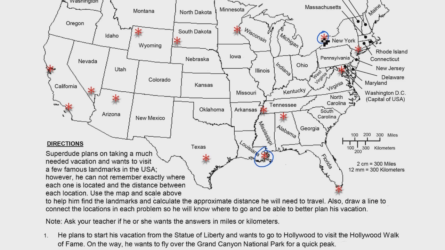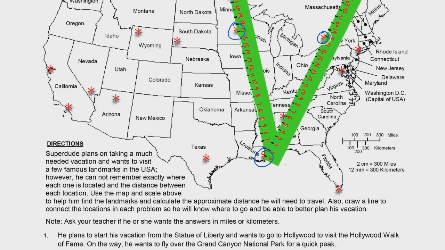So he's going from Minnesota, right here, to Louisiana, and then he's going up to New York. So we need to place our rulers there, and our rulers would look like this, the one from Minnesota to Louisiana.